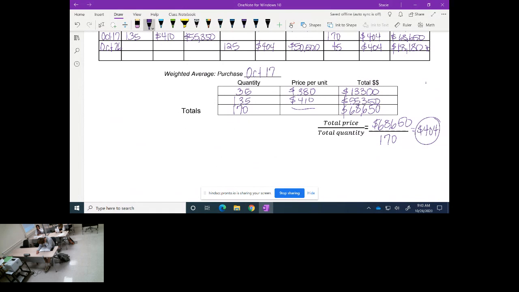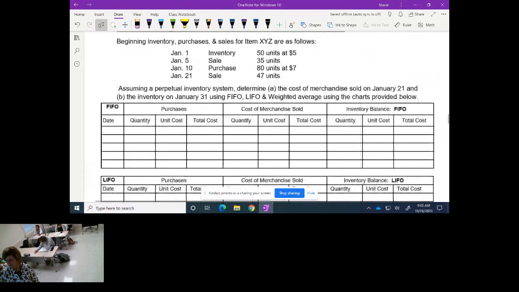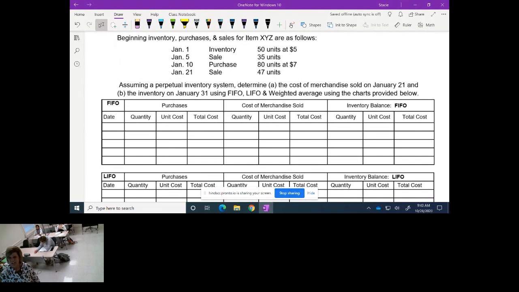Okay. So now we're going to look at the same information, but applying the cost three different ways, so you can kind of see what happens. Too tedious? Probably. All right, well, let's roll through it fast then. So we've got inventory, sale, purchase, sale, just like we've been doing. We're going to use each method. On this one, we're using FIFO.